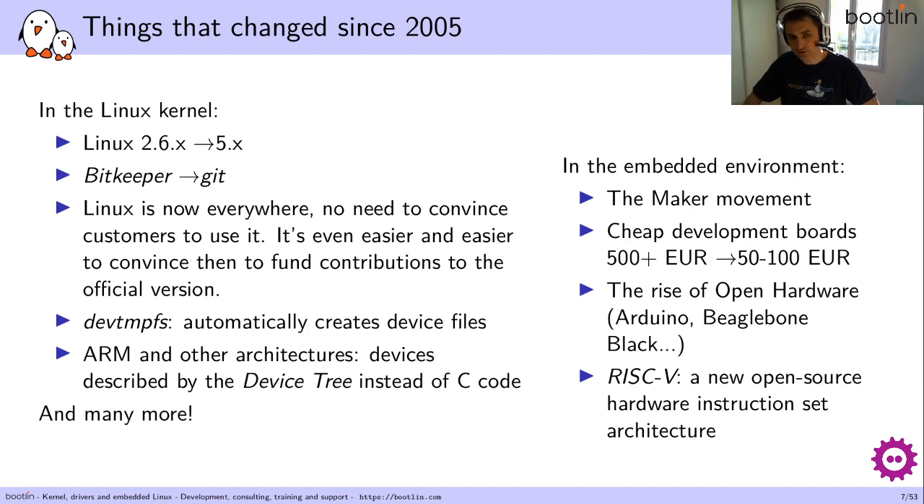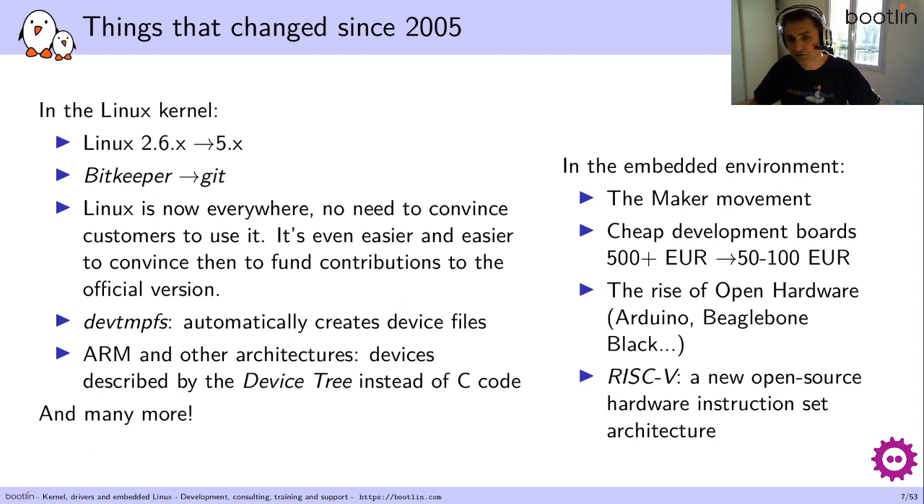DevTempFS is new too. It automatically creates the device files, and I don't have to mention the mknod command in this presentation anymore. On ARM and in other architectures, devices are now described by the device tree instead of having to use C code, so it really makes it easier to port the Linux kernel to new hardware. In the embedded environment, there's the maker movement, a very sharp reduction in the cost of development boards.